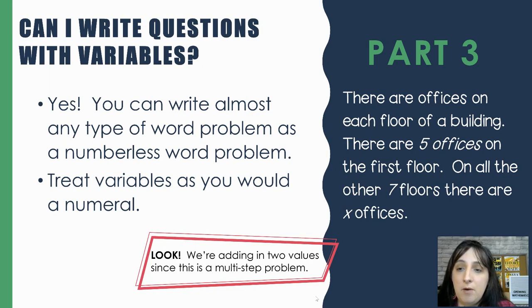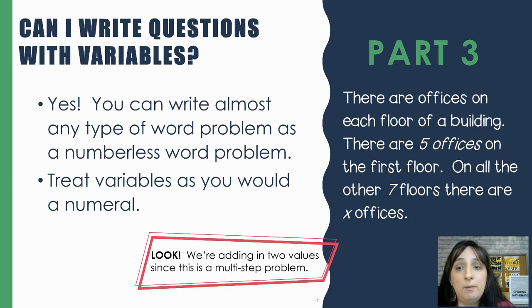So now we know how tall the building is. It has a first floor and then 7 other floors. So we have an 8-story building, and there's X offices on all the floors except for the first floor, where there are 5 offices. So the only thing we're missing now is the question.